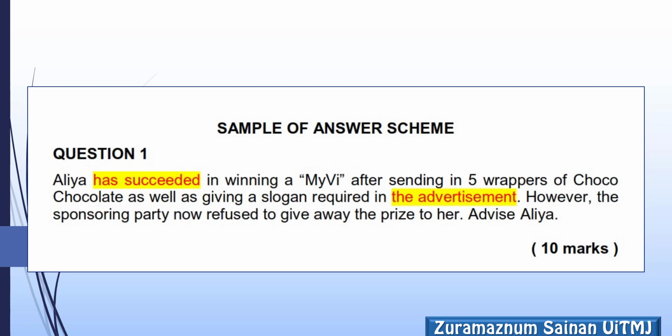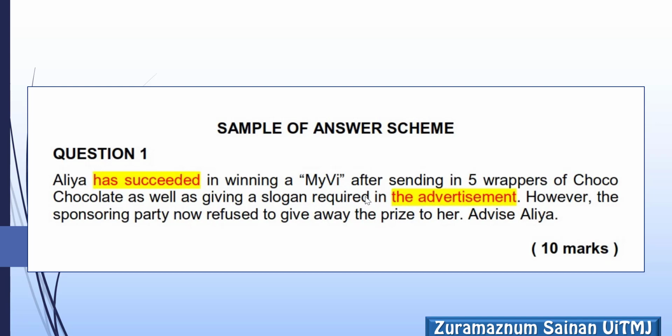Now you have to find what is the problem arising in the question and what is the law which can solve the problem here. First of all, Alia has succeeded, meaning that there is already a contract between Alia and the sponsoring party, where she has been selected as the winner for the contest. And then, this contest was organized through an advertisement by the sponsoring party, where in the advertisement, it was mentioned that the contestant or the participant must send 5 wrappers of Choco Chocolate as well as giving a slogan required in order to win a Myvi.